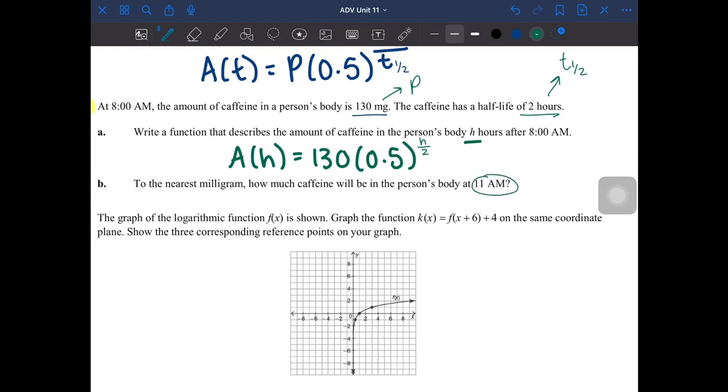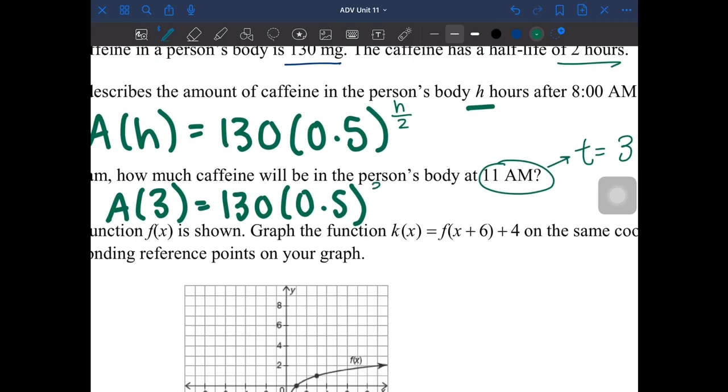This says to the nearest milligram, how much caffeine will be in a person's body at 11 a.m.? So this is our T. If they start at 8 a.m., how much time has passed? I don't know, Coach White, how much time has passed? Well, between 8 and 11 a.m., that's going to be 3 hours. That's some easy mental math right there. So then we just plug it in. So now we're going to have A, and we're plugging in 3, so 130, 0.5, and then we know our time is going to be 3, and then it's still over 2.